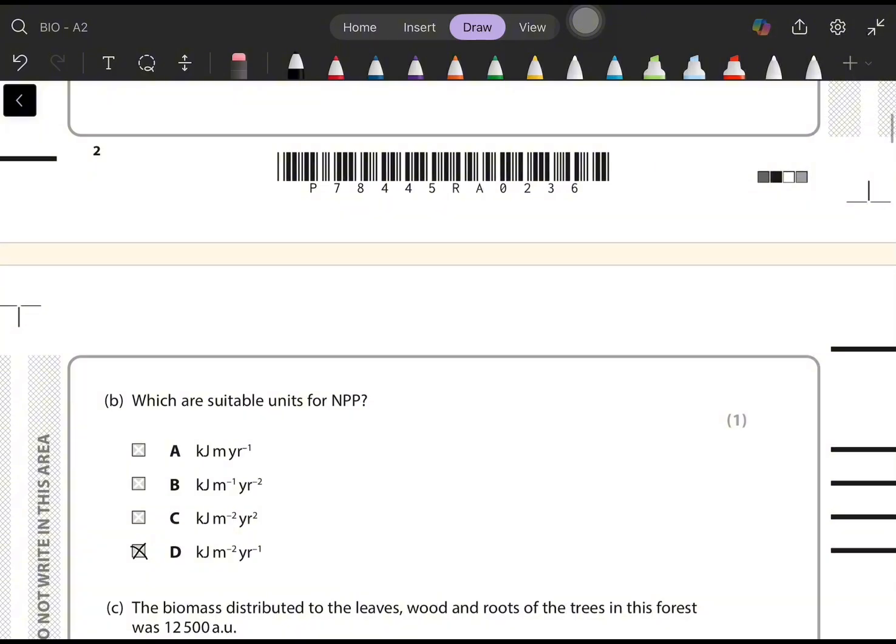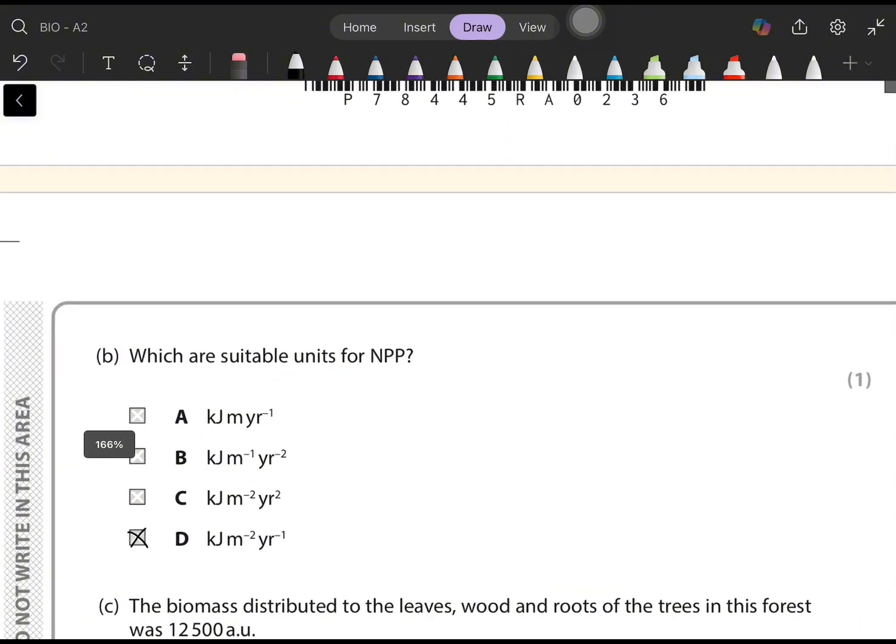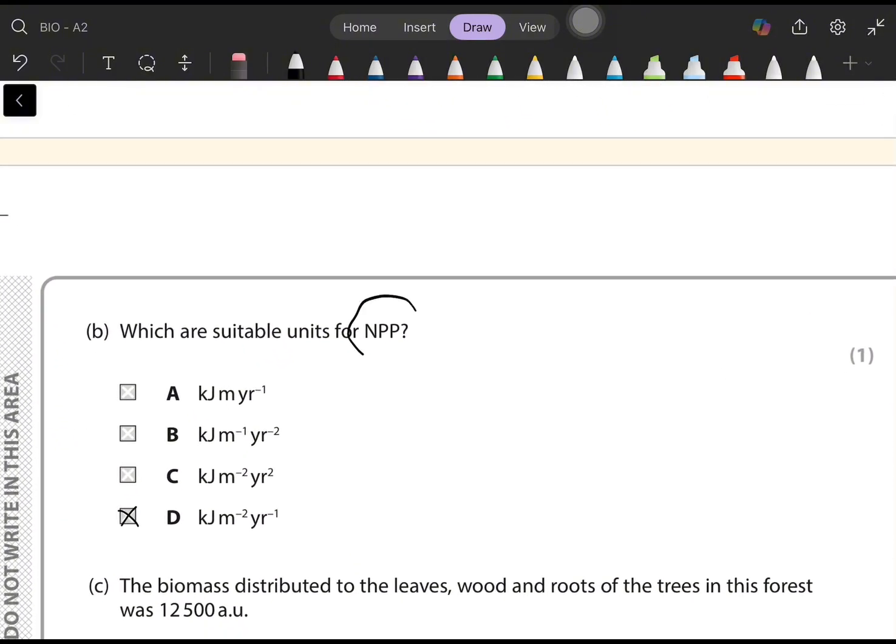Right. So what are suitable units for NPP, net primary productivity? You have to memorize this stuff, but since this is a measure of energy, D is going to be the answer. So kilojoule should be a unit of it, and you basically need to memorize that. Meter to the power minus 2, year to the power minus 1. Let's move on.